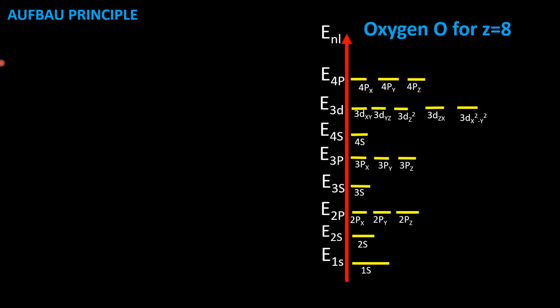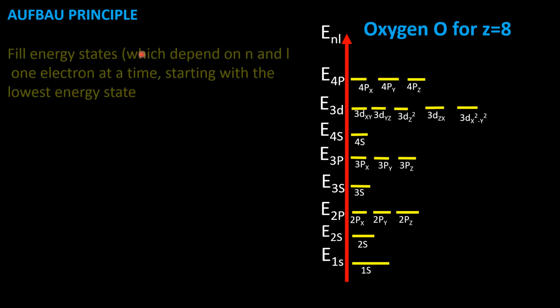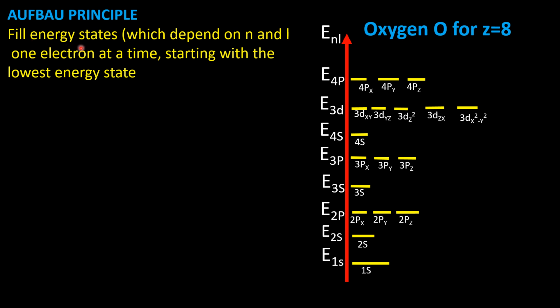First of them is the Aufbau principle. The Aufbau principle tells us to fill the energy states depending on the value of the principal quantum number and orbital quantum number. According to the Aufbau principle, we fill one electron at a time starting with the lowest energy state. So we will first fill the 1s, then the 2s, then 2p, 3s, 3p. So this is according to the Aufbau principle.